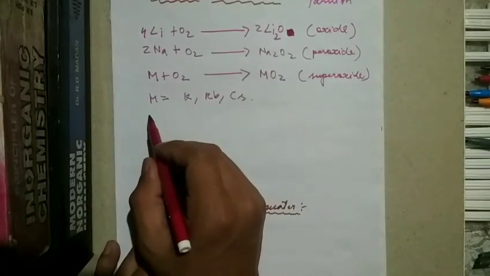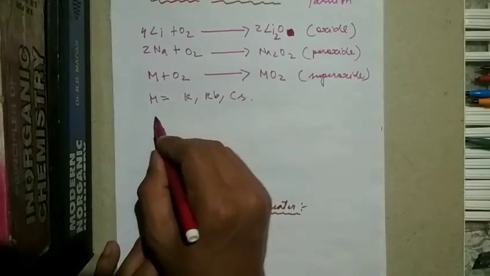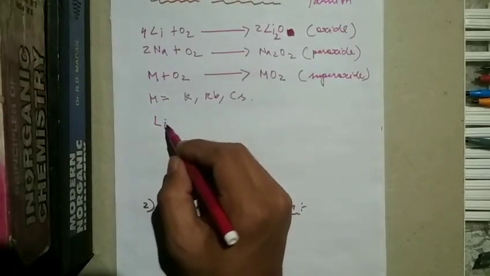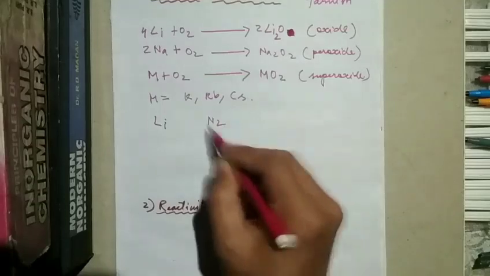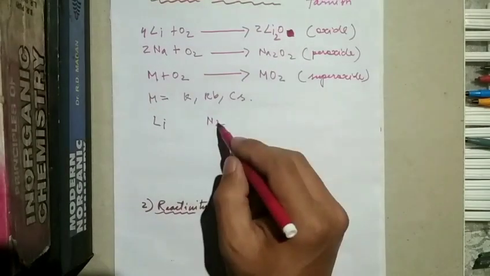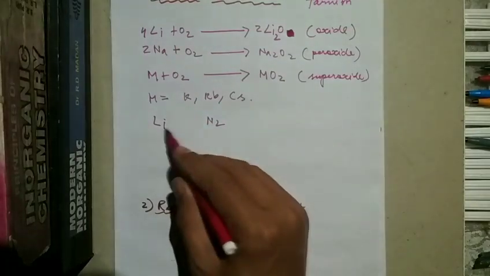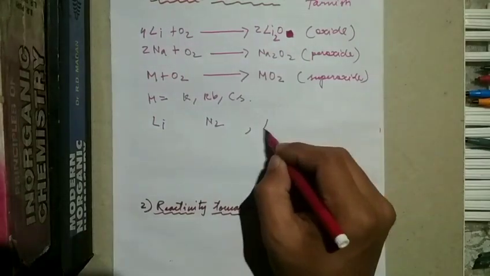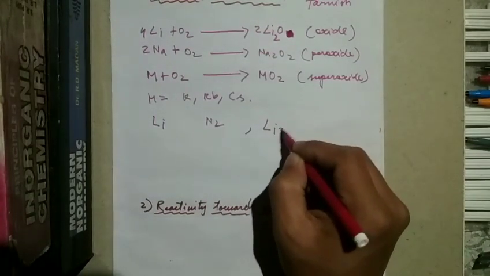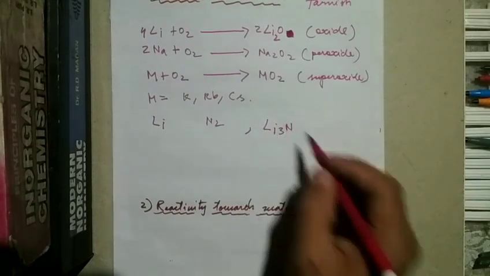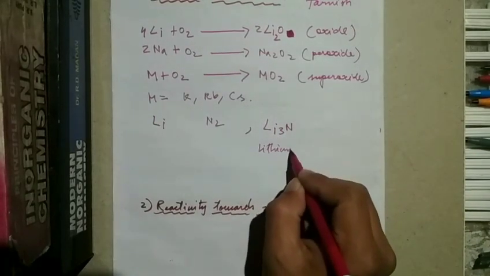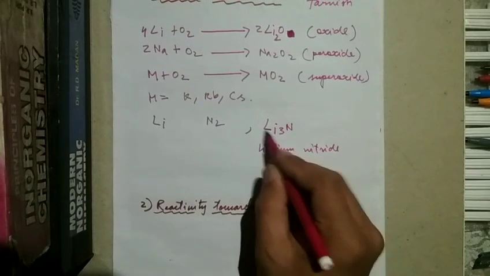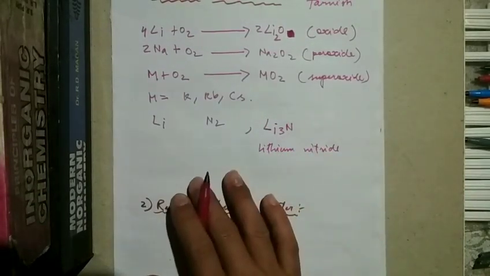Now lithium, due to its small size, reacts directly with the nitrogen present in air to give lithium nitride. So this is Li3N.